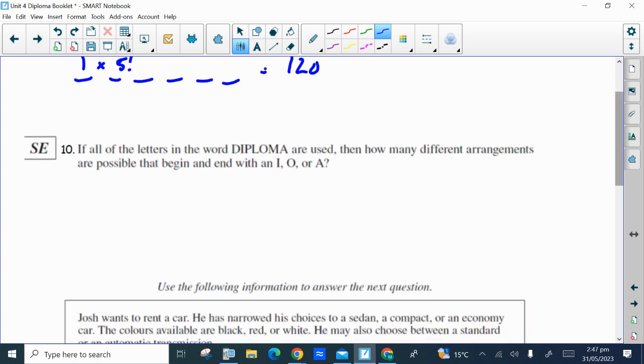If all the letters of the word diploma are used, how many different arrangements are possible that begin and end with an I, O, or A? Begin and end. So the word diploma has 7 letters again. You have 3 choices for the first letter. It's either got to be an I, O, or an A, and that will leave you with 2 choices for the last letter. Again, there are 5 letters left. They are all different. So you multiply by 5 factorial.